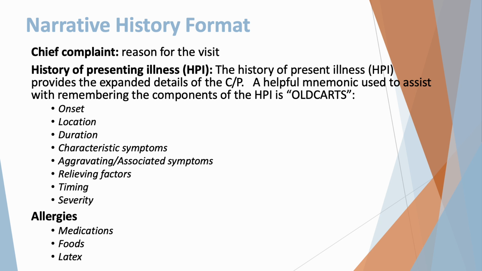C is for characteristics. Describe the quality of the symptoms. A is for aggravating and associated symptoms. What makes it worse? Or any other associated symptoms. R is for relieving factors. What makes it better? T is for timing. When did it start? How long does it last? S is for severity. On a scale of 0 to 10, how severe are your symptoms?